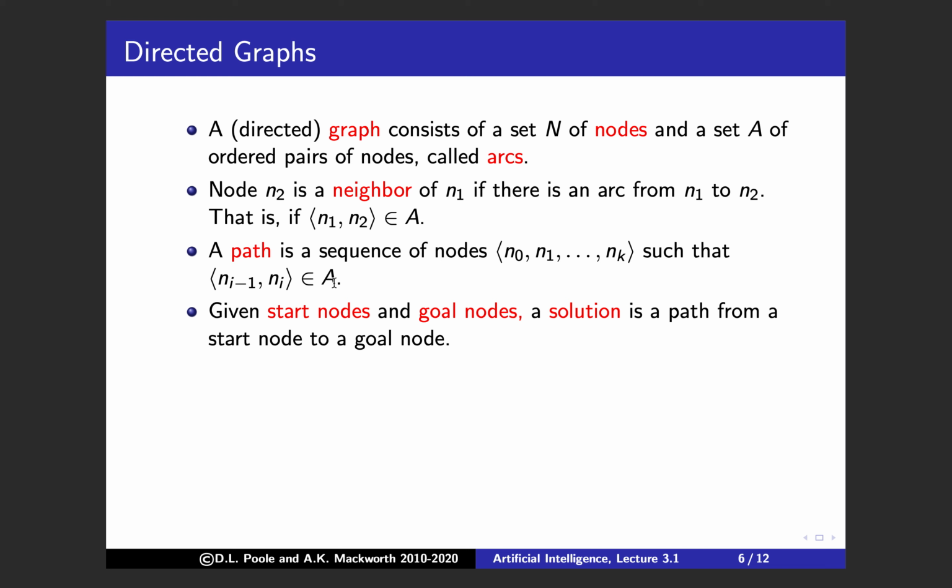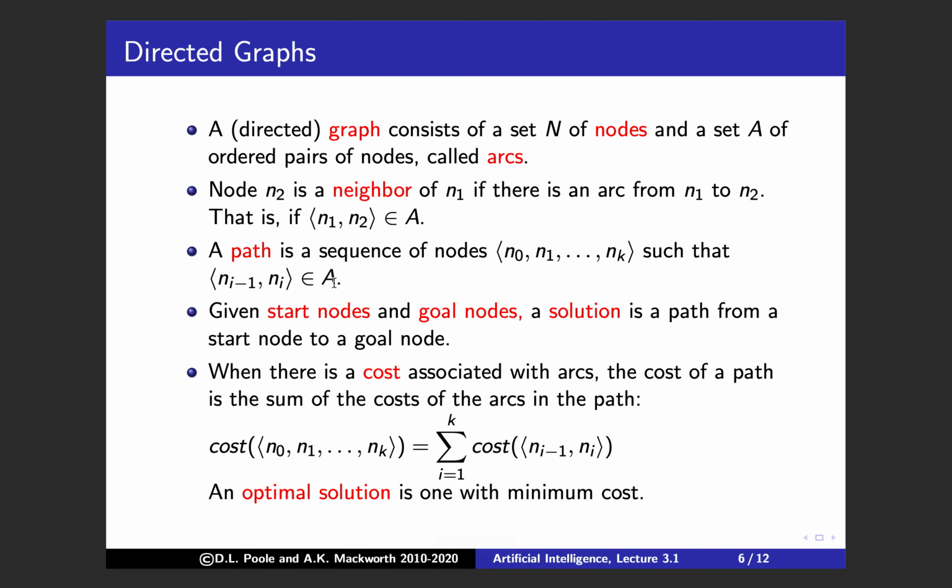So we're going to talk about just finding a solution to a graph searching problem. Often we can have costs associated with arcs. The cost of a path is the sum of the costs of the arcs in the path. An optimal solution is one with minimum cost. In Google Maps, the cost is the time it takes to traverse the route, and that's what it's trying to optimize, the time to get from the start location to the ending location.